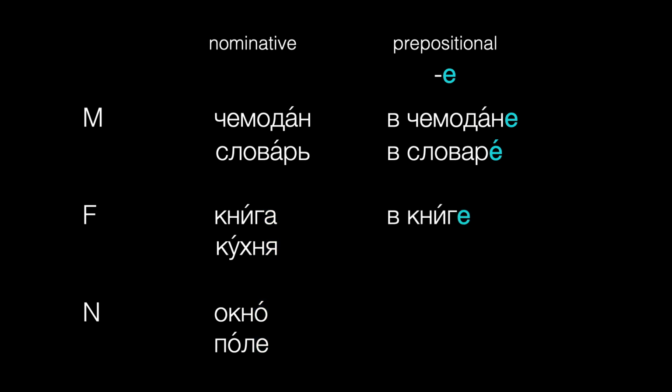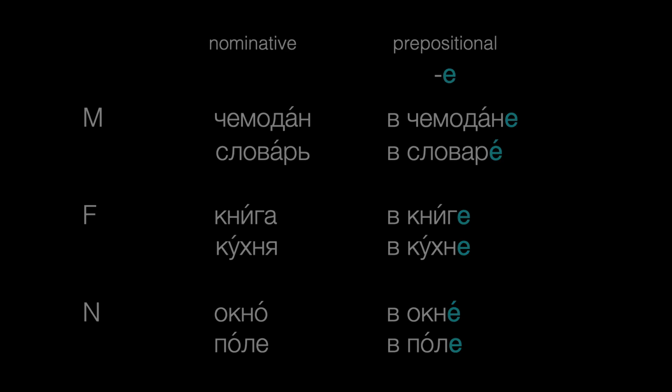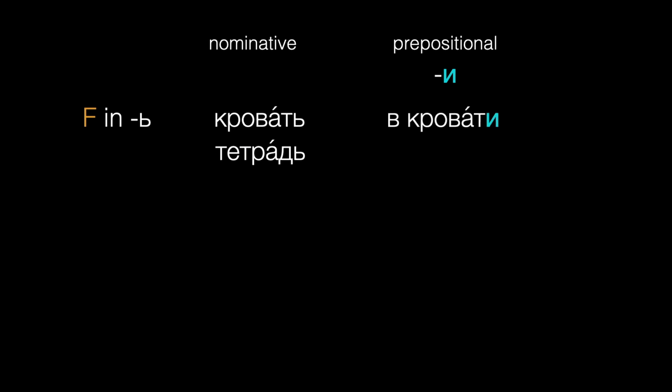Книга, в книге. Кухня, в кухне. Окно, в окне. Поле, в поле. There are some words, though, that have prepositional case endings in e. For example, some feminine nouns end in a soft sign, and in the prepositional case, these end in e. Кровать, в кровати. Тетрадь, в тетради.